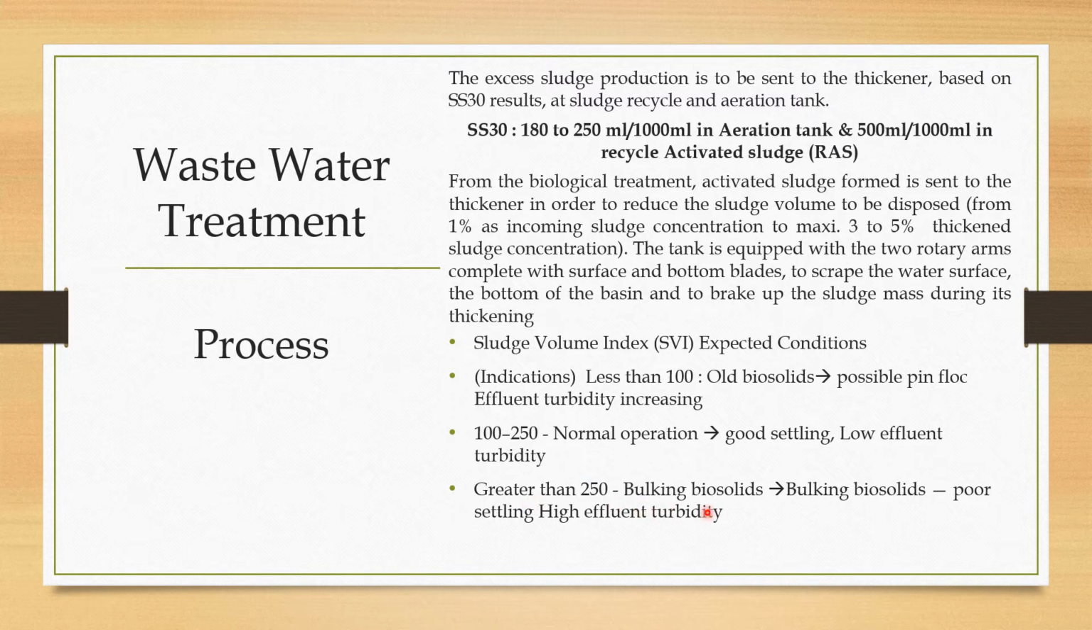If it is greater than 250, it is bulking biosolids, with poor settling and higher effluent turbidity. That means if the TSS is not removed as biosolids in the activated sludge increase, the settleability is more than 250 in the SS30 result.